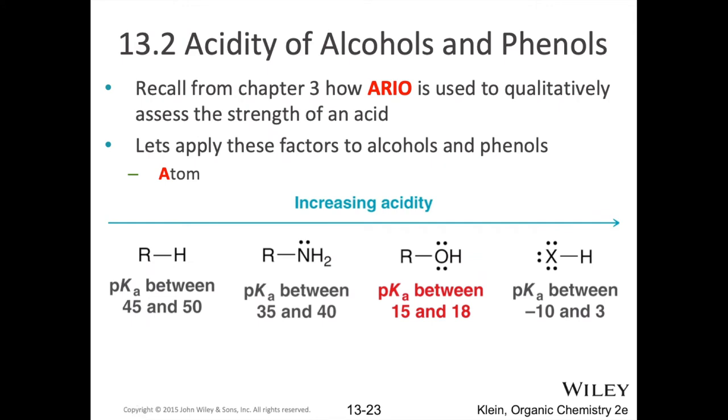So typically alcohols have a pKa somewhere between 15 and 18. That's obviously way more acidic than alkanes, and more acidic than an amine. You can figure that out using just ARIO, right? Your oxygen is very electronegative compared to your nitrogen. They're both electronegative, but oxygen is more so, and so it's better at stabilizing that negative charge.